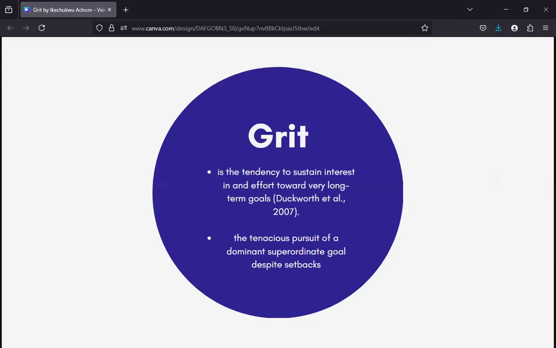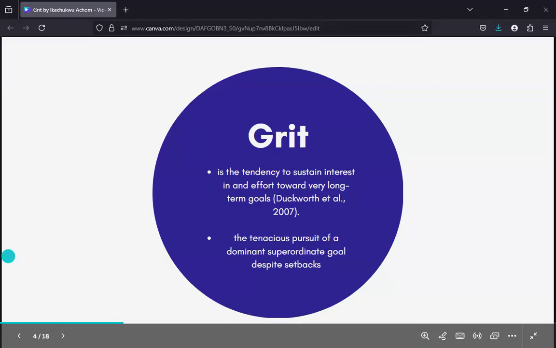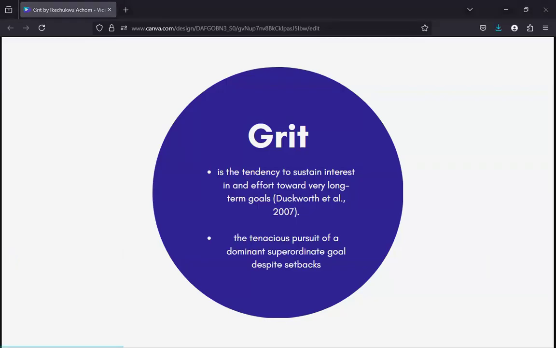Grit is the tendency to sustain interest in something, and an effort towards very long-term goals. That's by Duckworth in 2007. So that's a definition. It's also the tenacious pursuit of what I call a dominant superordinate goal despite setbacks. Despite setbacks. So let's break this down to the barest minimum.